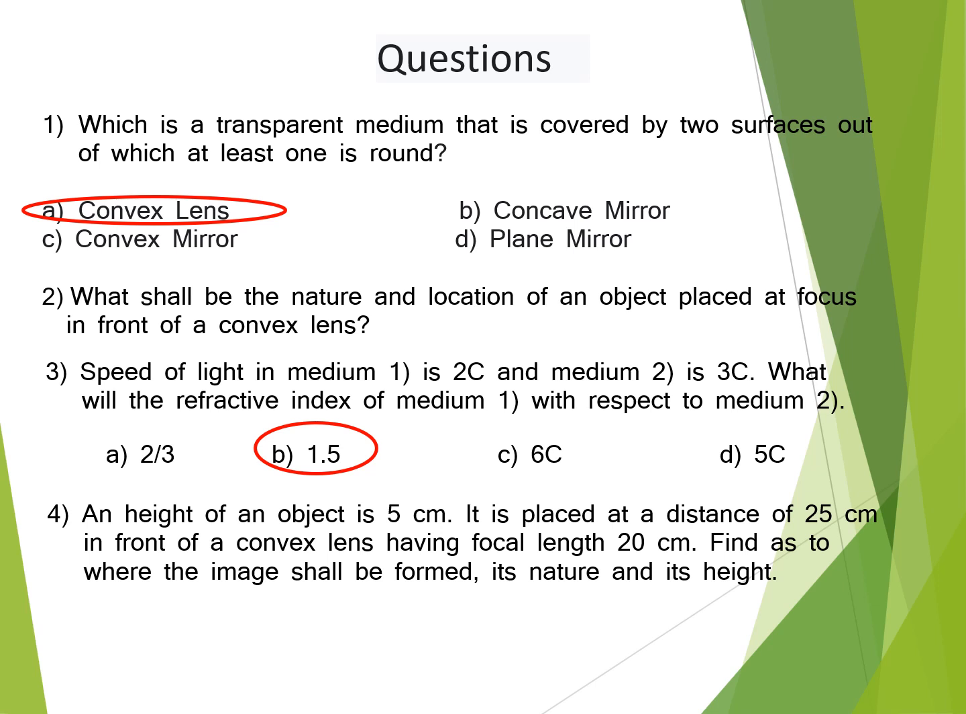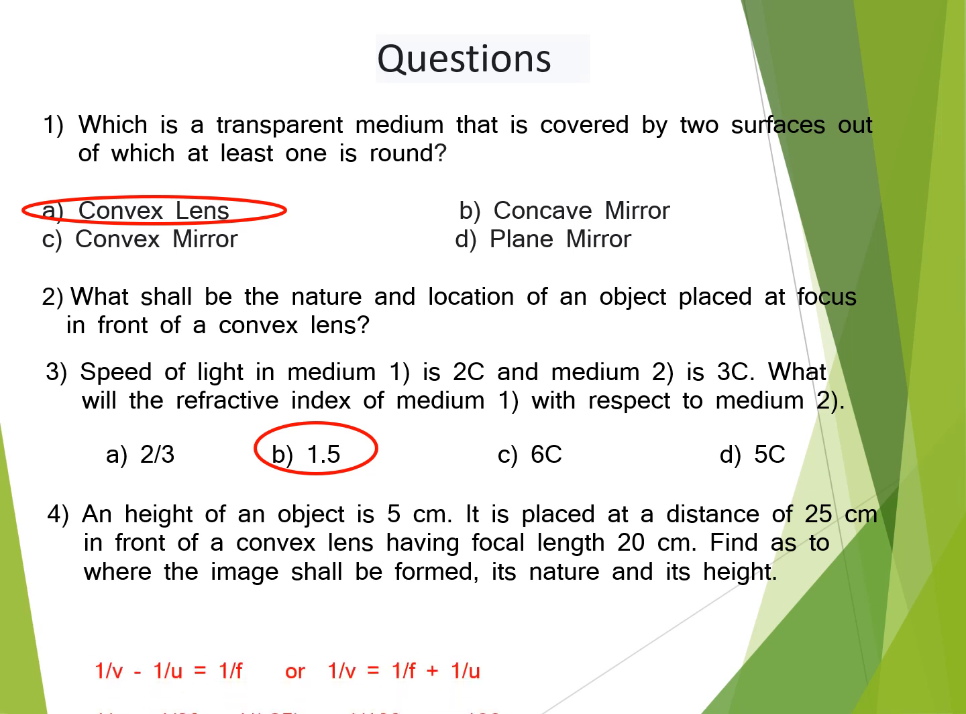Fourth question is, the height of an object is 5 centimeter. It is placed at a distance of 25 centimeter in front of a convex lens, having focal length of 20 centimeter. Find where the image shall be formed, its nature and its height.